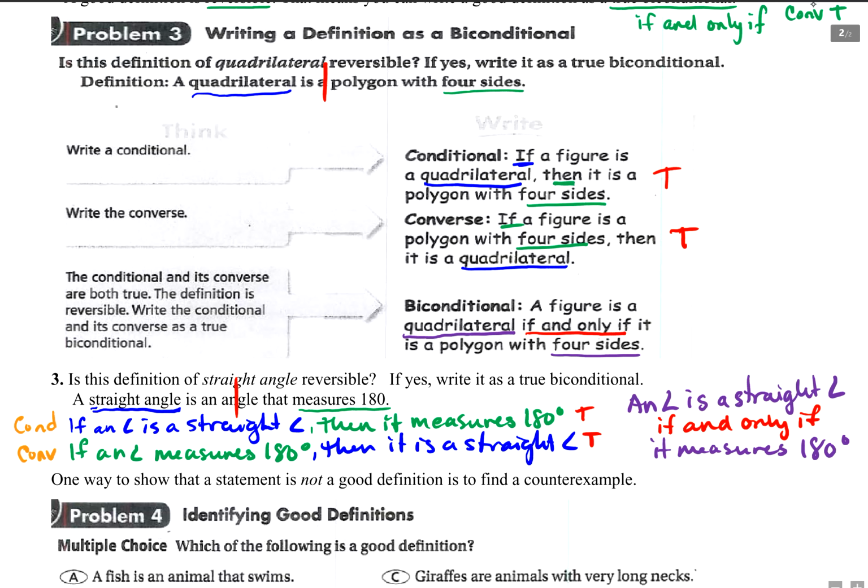What are we trying to define here? We are trying to define a straight angle. So we're going to put that first. An angle is a straight angle if and only if it measures 180 degrees.